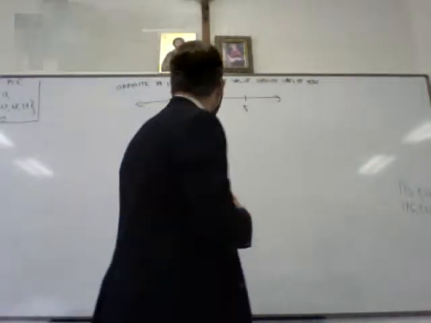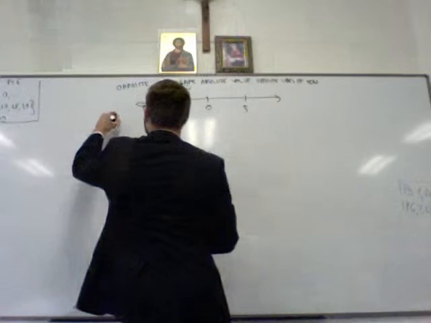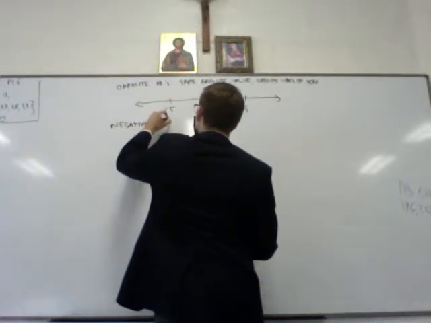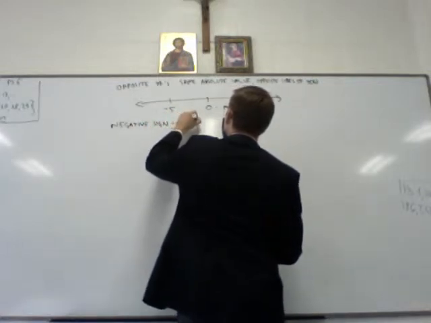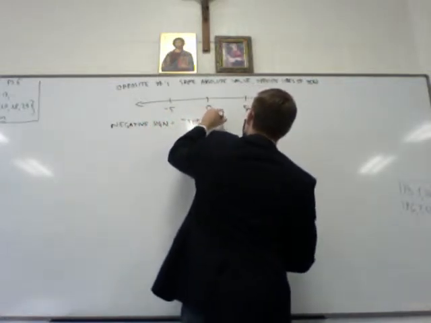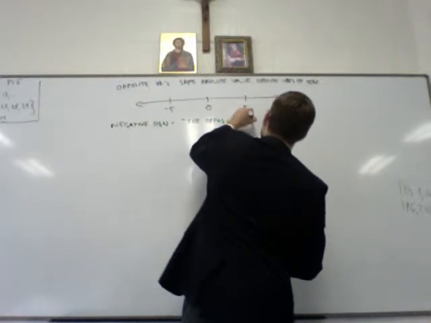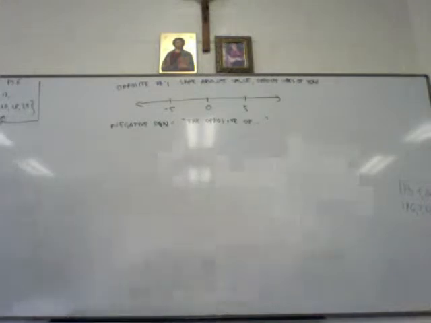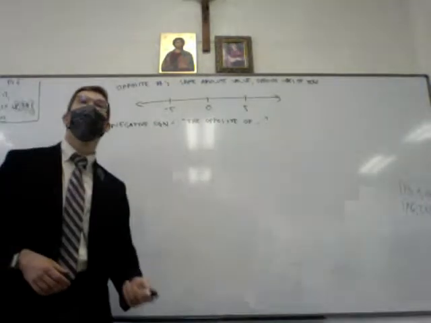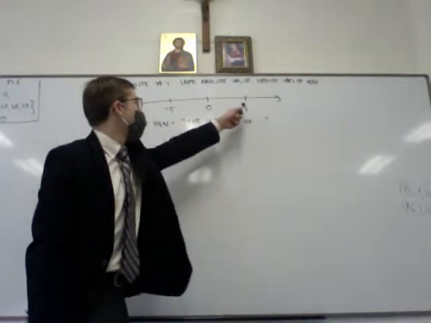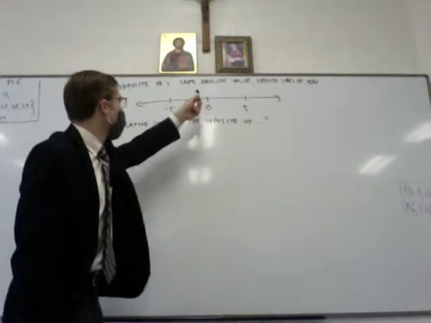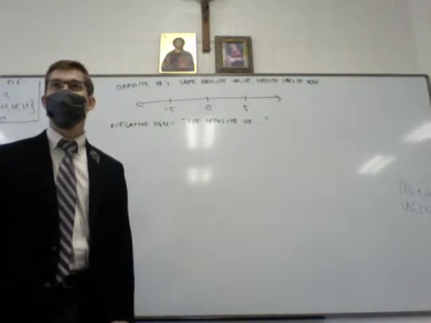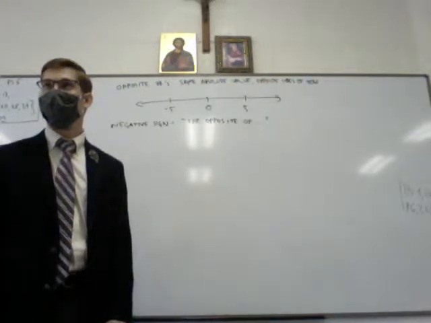Another way to think of the negative sign is we can think of it as meaning the opposite of. So when I say negative 5, I mean the opposite of 5. The thing that has the same absolute value, but is on the other side of 0 from 5. Make sense so far? Okay.